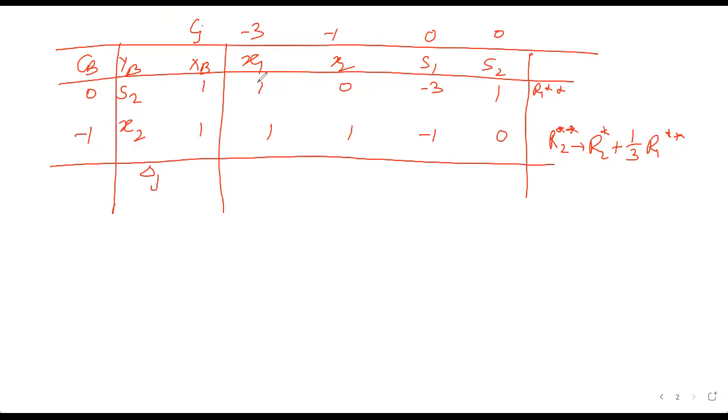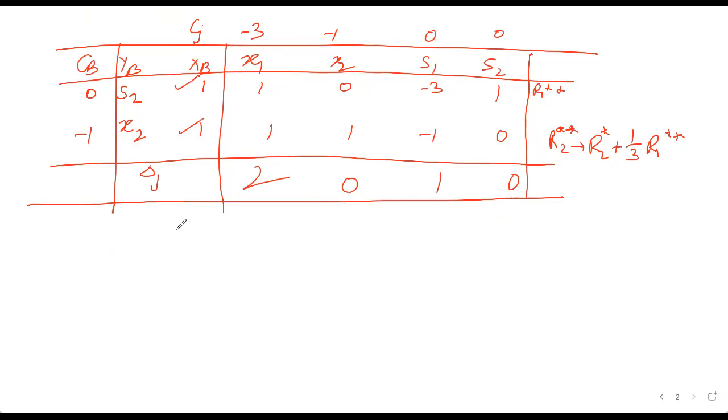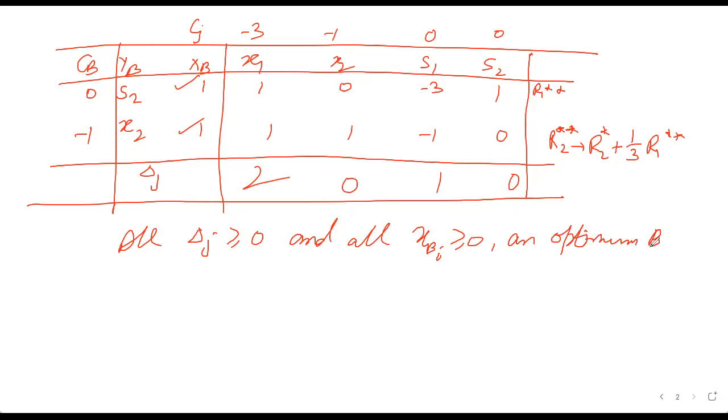Now again delta j, so 0 into this minus 1 into 1 minus 1 plus 3 2 0 1 ये तो 0 आएगा. X2 S1 कितना आ रहा है देखिए, 0 minus minus plus 1 and 0. So all delta j positive and all basic variables are positive. So all delta j positive and all xbi are positive. So that means an optimum basic feasible solution has been obtained. Theek hai bhai?